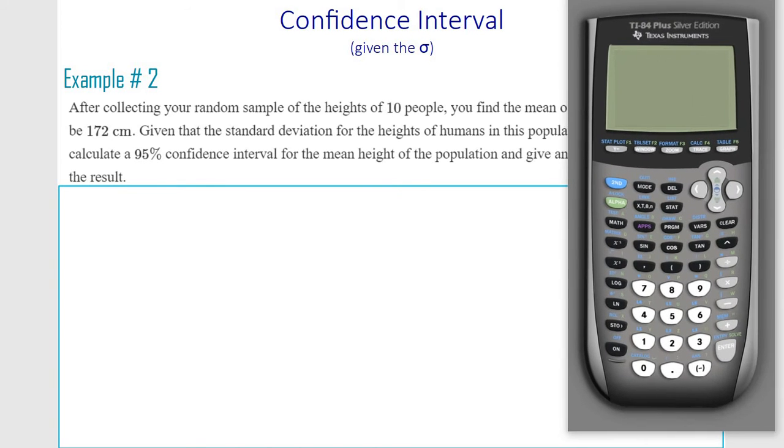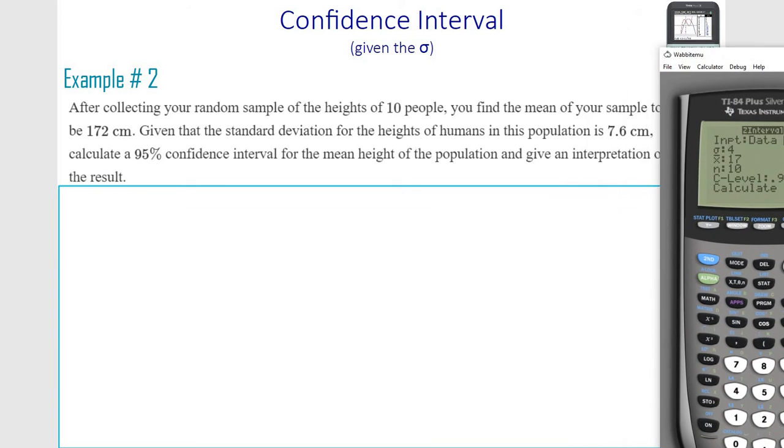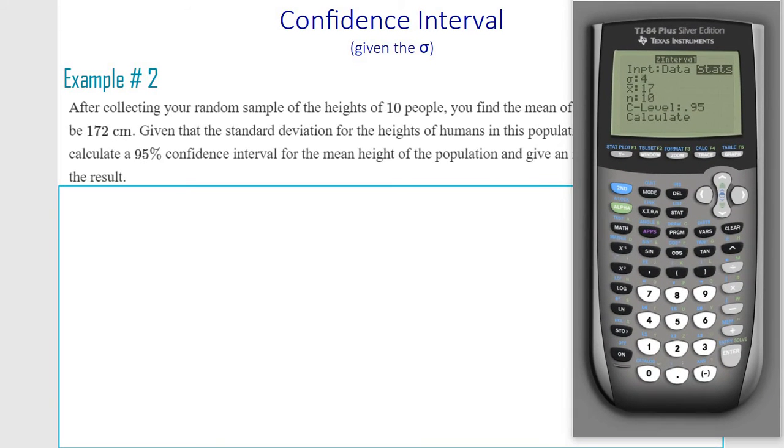Oh, let me put it in the window. Okay, so you go to Stat, Tests, and you're going to go down to number 7, Z interval. That's what you want to use given the standard deviation. So we have statistics, so we're making sure we're using this. We don't have raw data. Then we have the standard deviation. What did they say? It was 7.6.